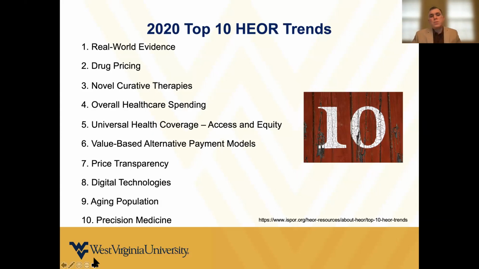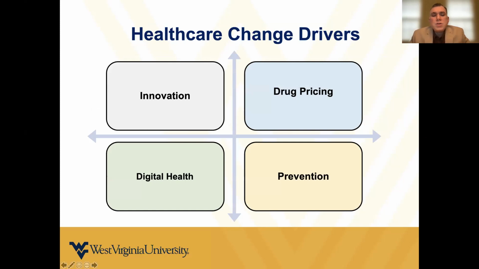If you look at these top trends, and if you look at the last 3 or 4 years that ISPOR has published, drug pricing, curative therapies, precision medicine, they have stayed in the top 10. So what I'm going to talk about next, in the interest of time, is just focus on some of the key change drivers that I feel are not only impacting currently, but also going forward the next 5-10 years. These will continue to dominate a lot of the discussion in the HEOR space.